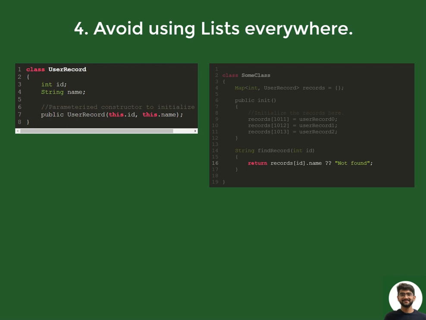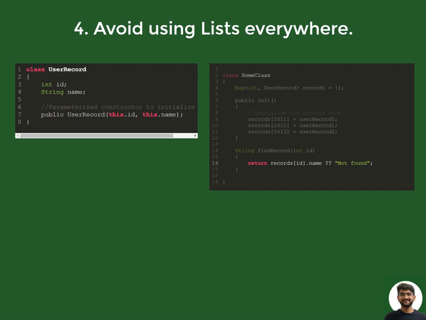The average case time complexity of a hash map search operation is O(1).